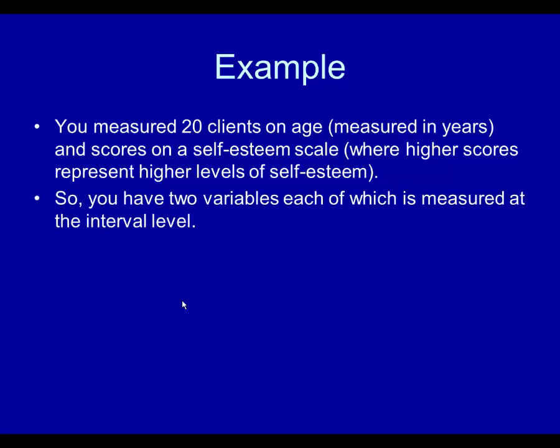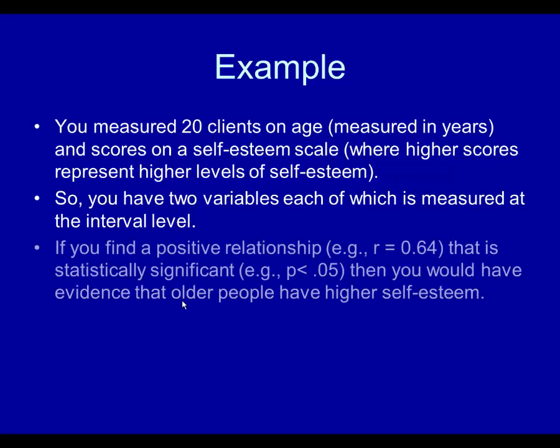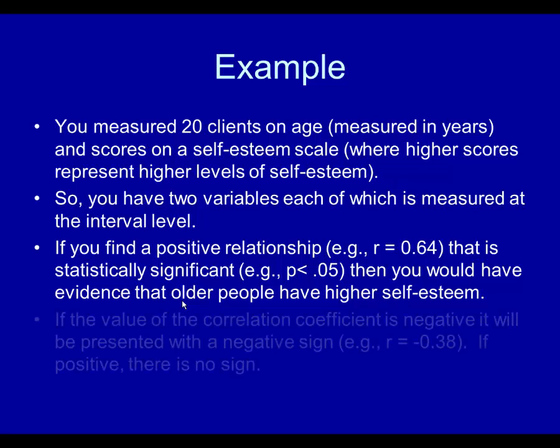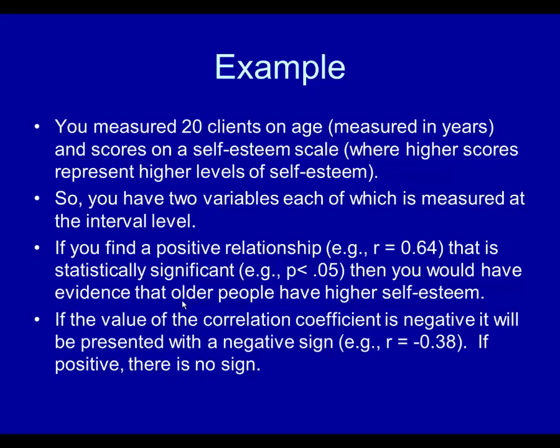So you have two variables, each of which is measured at the interval level. If you find a positive relationship that is statistically significant, then you would have evidence that older people have higher self-esteem. If the value of the correlation coefficient is negative, it will be presented with a negative sign, as illustrated there, R equals minus 0.38. If positive, there is no sign before it. I'll talk a little bit about what these coefficients mean in a moment or two.